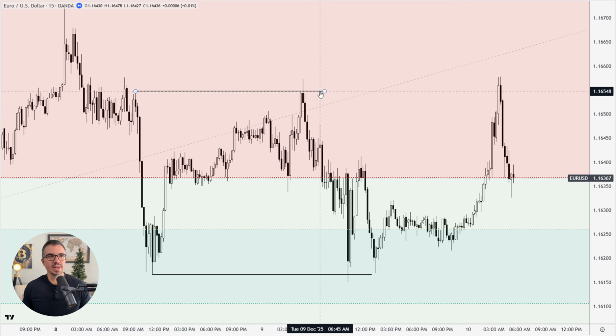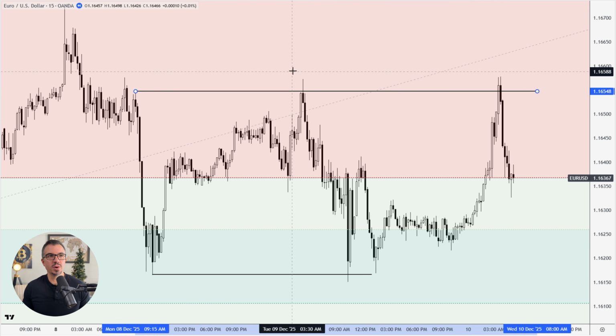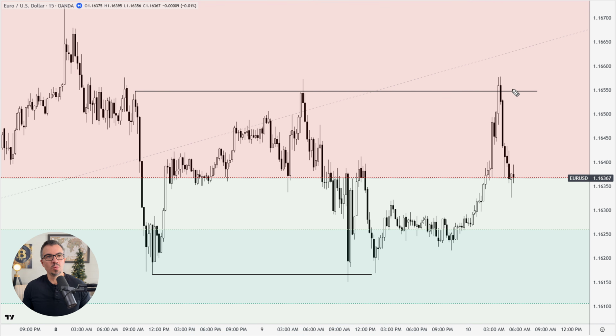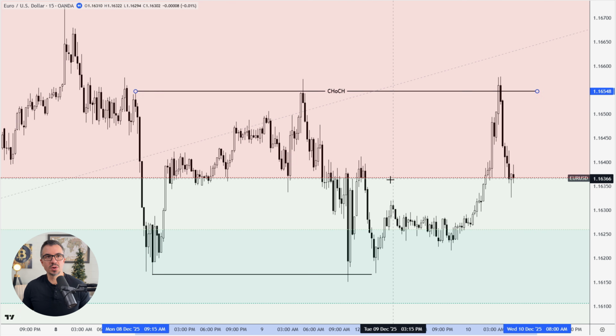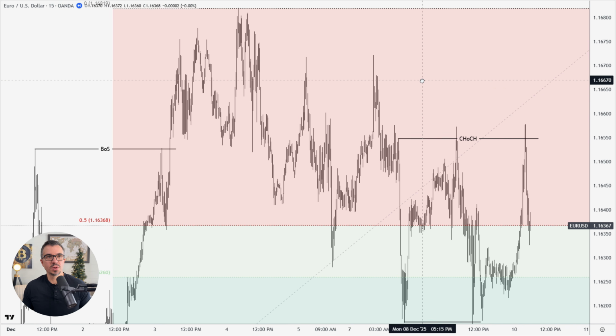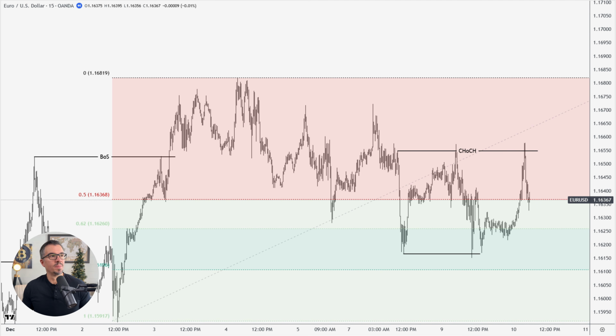Now we come up here, test the high again, and right there, you're going to notice that even on the 15-minute time frame, we did close above this. So now we have a change of character. That's important, because it tells us that this internal downtrend is coming to an end. So we have an uptrend on the hourly. We have the market coming down here into OTE. We have an internal change of character right here. That means that we're looking for buys.